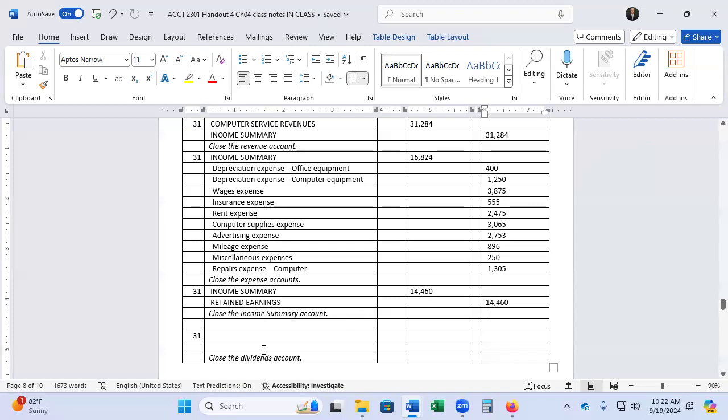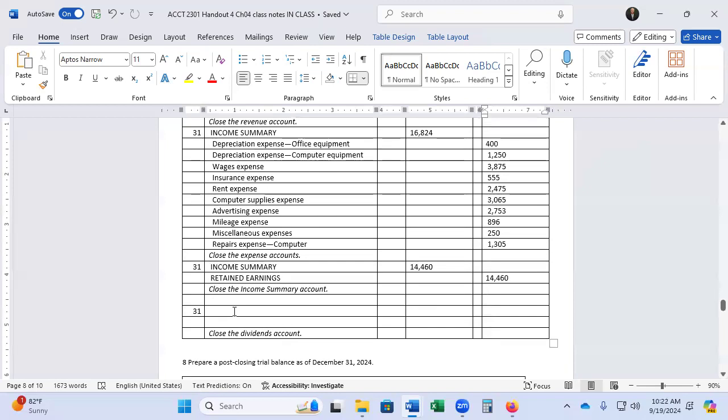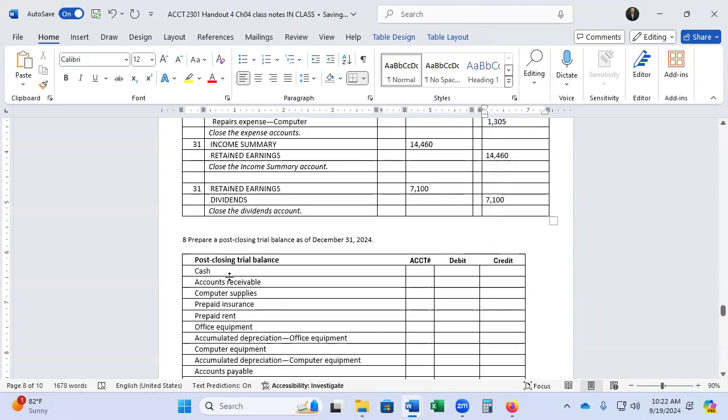Okay. And then the last thing we have to do is close out the dividends account. And so we're going to debit retained earnings, and we're going to credit dividends. And that was 7,100. So those are your closing entries.